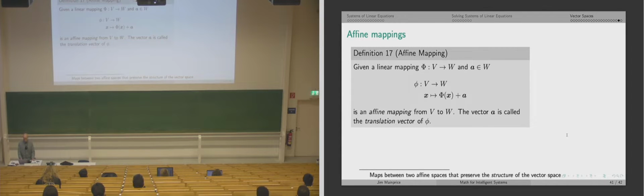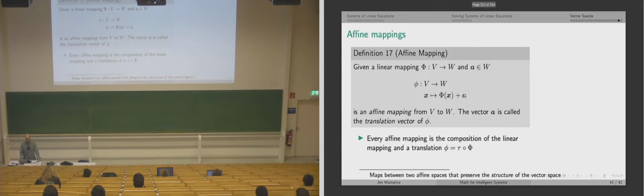Now we have one last slide on affine mappings. An affine map is something that takes a linear map plus a support point. And A is called a translation, of course. So every affine mapping is the composition of the linear map and the translation. This is the composition operator here. It's also called a round.